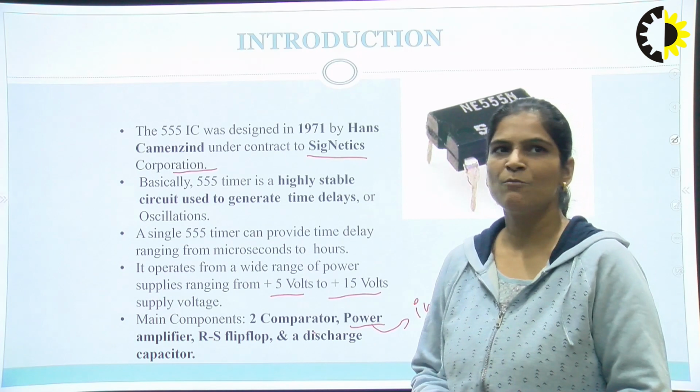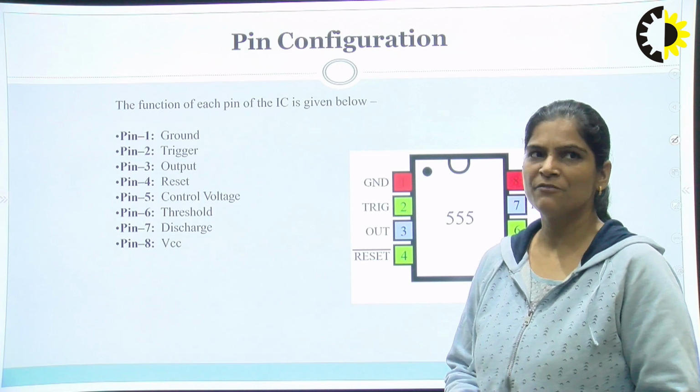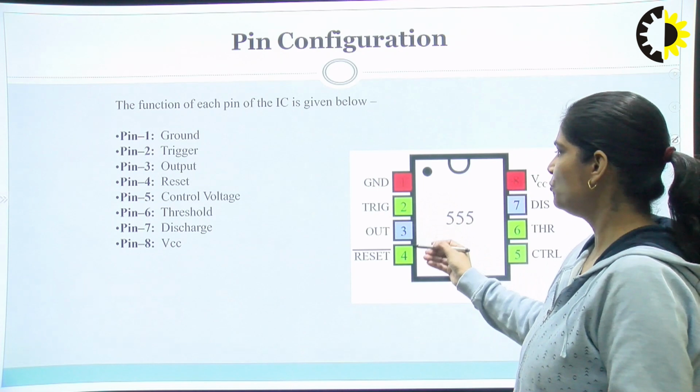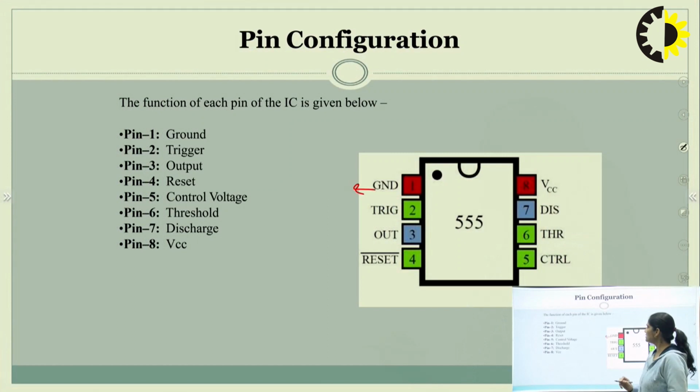So, this is the pin configuration of the 555 timer IC. Here, how many pins are there? 8 pins are there: 1, 2, 3, 4, 5, 6, 7, 8. Now, the first pin is connected to ground. Second is the triggering input, meaning you are giving input in the form of a trigger. Third pin is used as an output. Fourth pin is the reset pin, and the fifth one is control voltage. Sixth is threshold, the seventh is discharge, and the eighth pin is VCC. So this is the description.